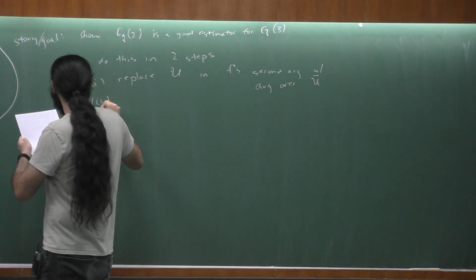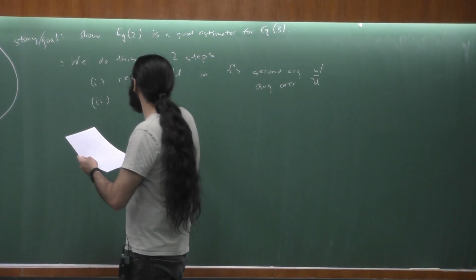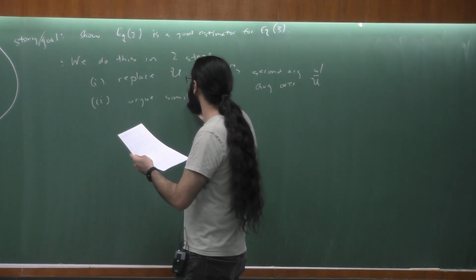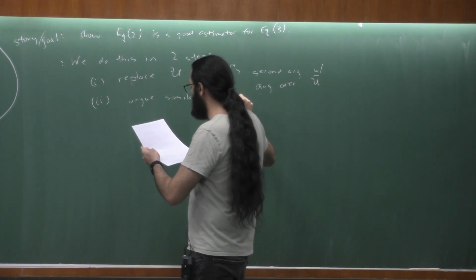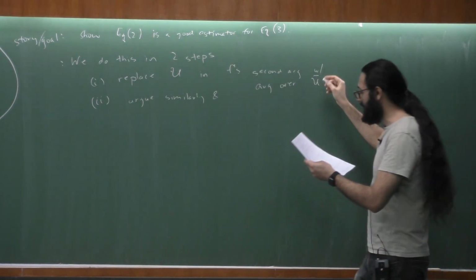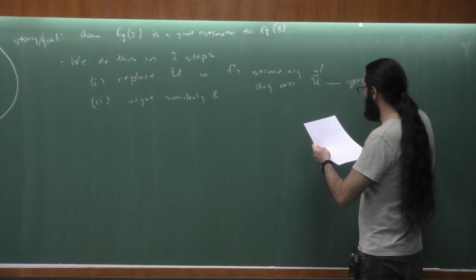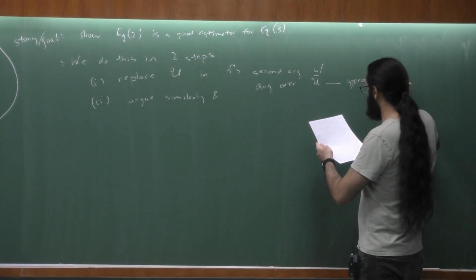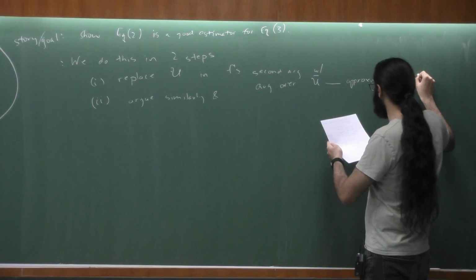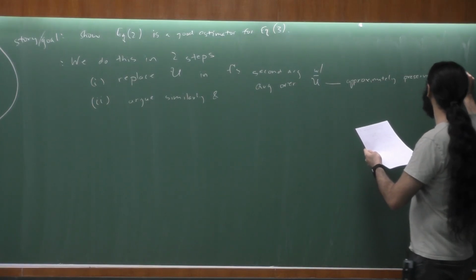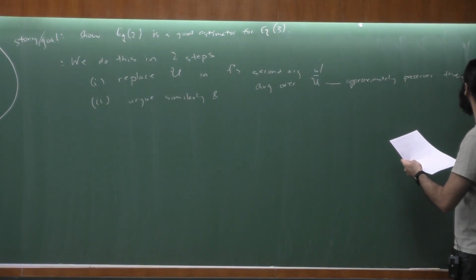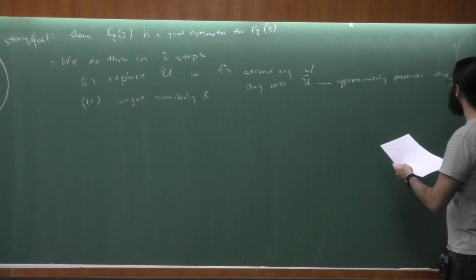Okay, and then the second step is argue similarly. Oh shoot, I forgot, you do this replacement, and what does it mean? It means that approximately this replacement preserves the QMA acceptance probability, right?